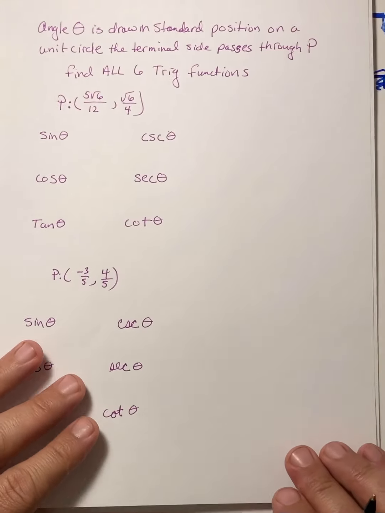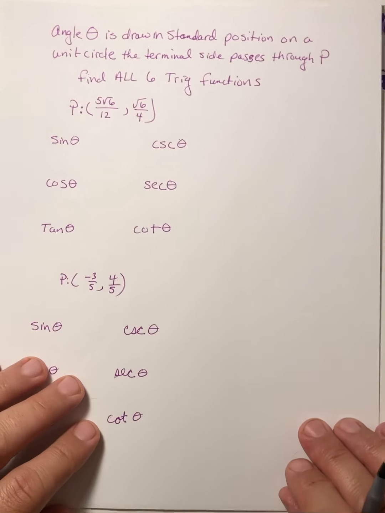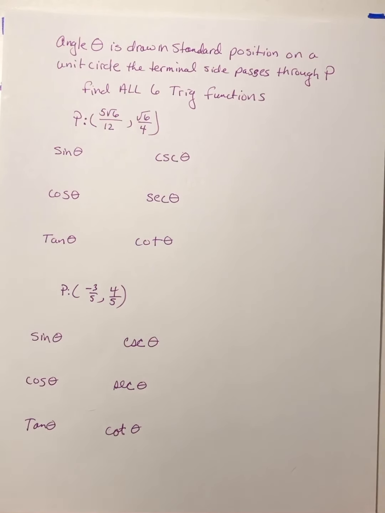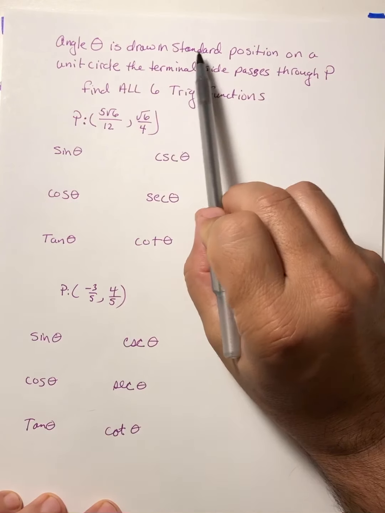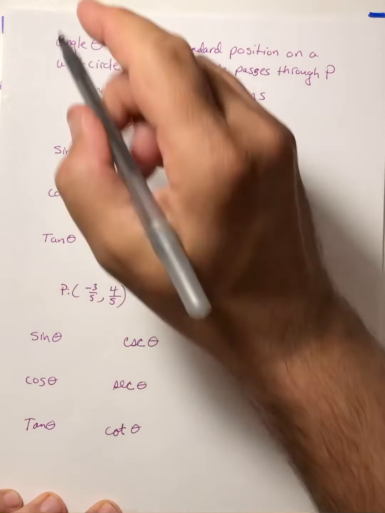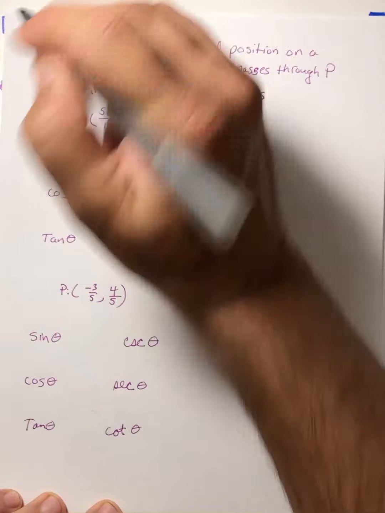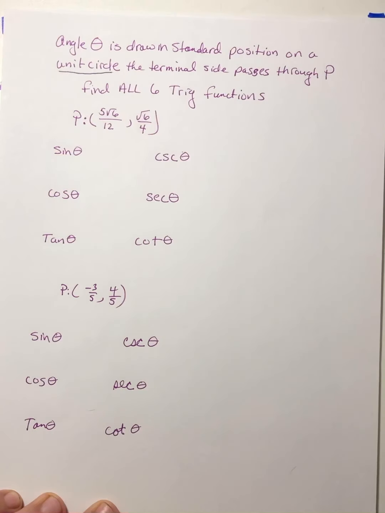All right, last piece that we have to do. Nice little question here. Okay. It says angle theta is drawn in standard position on a unit circle. Unit circle, we know what that means. The terminal side passes through point P. Find all 6 trig functions.